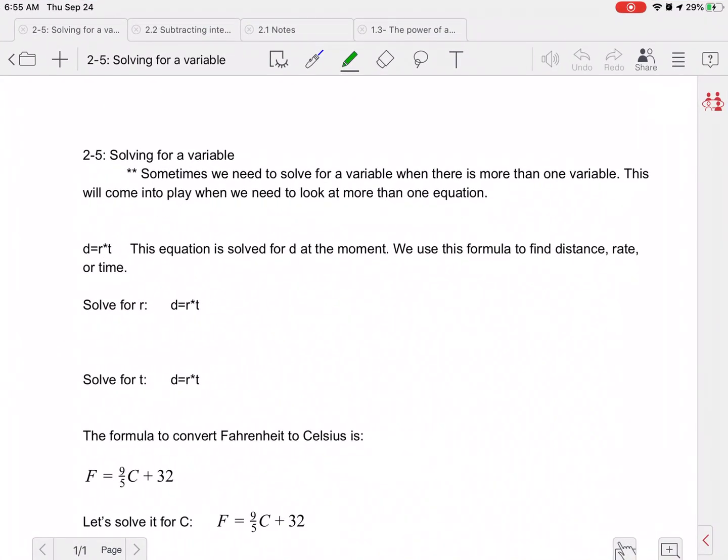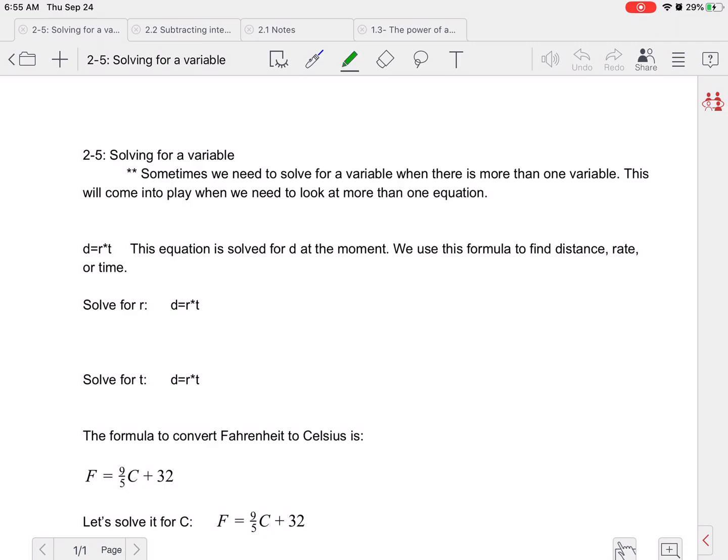So sometimes in math class we'll have an equation with lots of variables and we need to solve for a specific variable. So if we look at this formula right here, we have d equals r times t. This is a special formula. It's distance equals rate times time. We use this a lot later on in math class, and you'll use it a lot in science class.